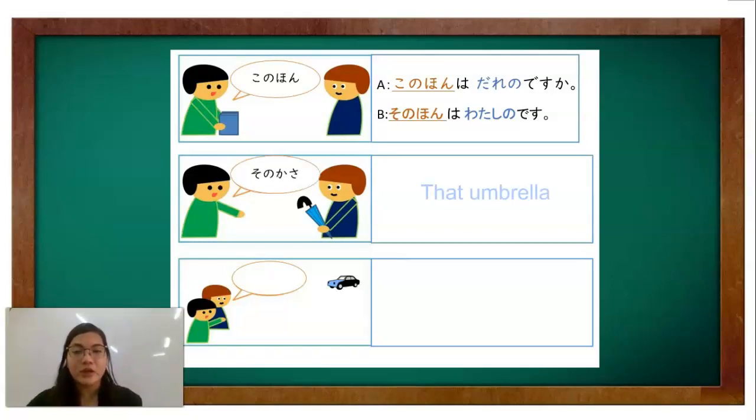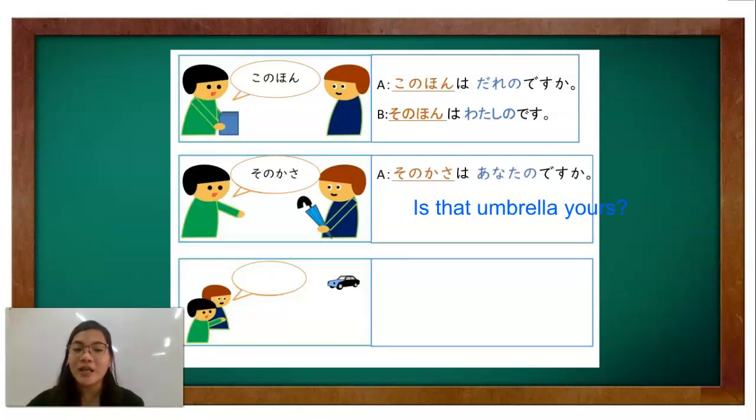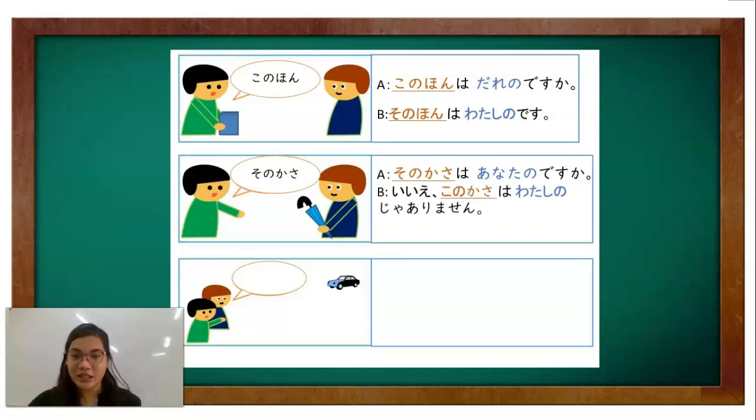Next, sono kasa. Sono kasa. Okay? Sono kasa wa anata no desu ka? Iie, kono kasa wa watashi no ja arimasen.